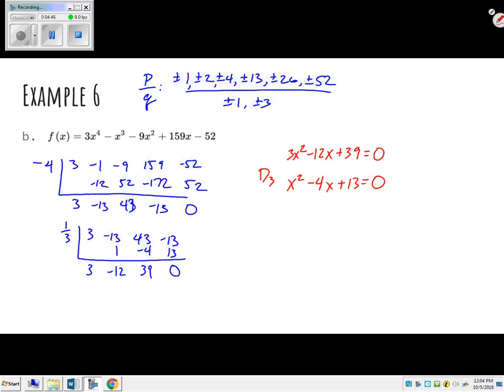Haven't quite finished the problem yet. If you did finish the problem, hold tight. I'm going to work the end of it so you can see it.